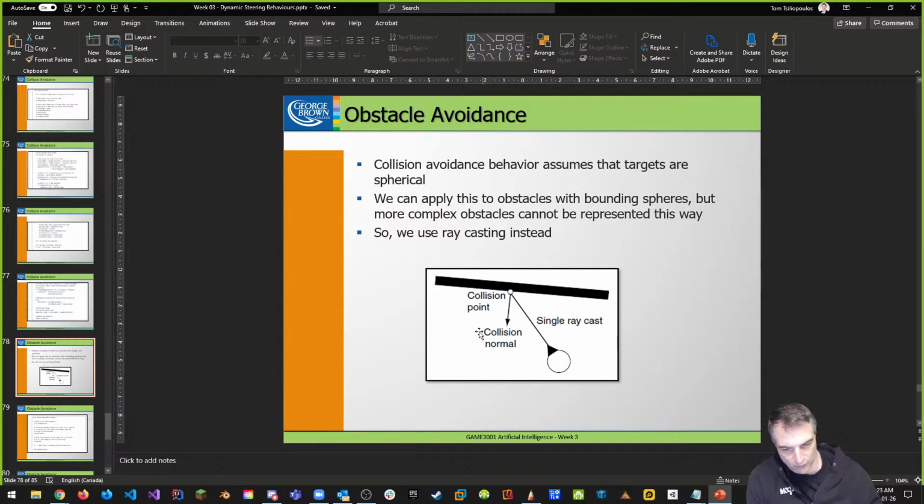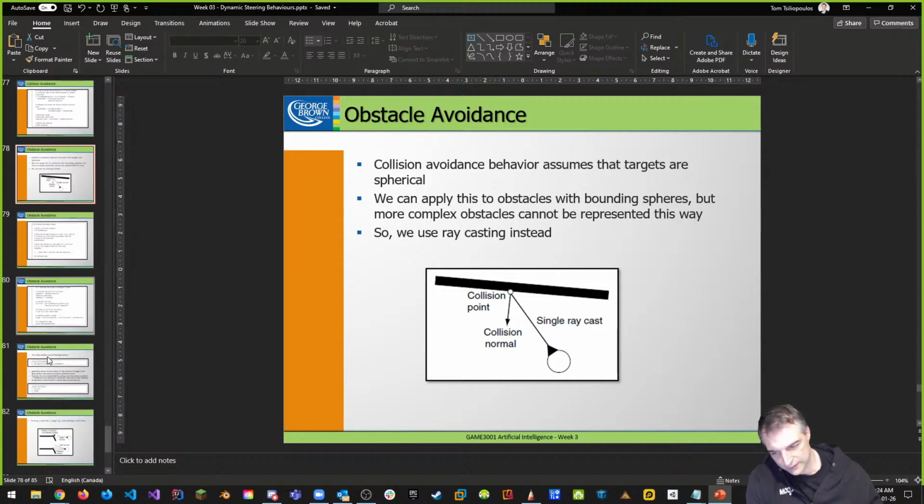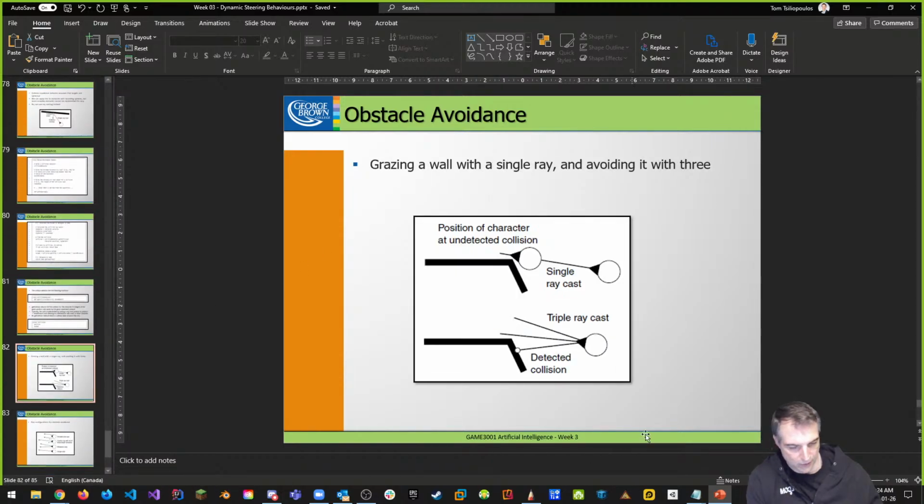Obstacle avoidance is where I'm casting, like it says, a single ray or more. Usually I cast more than just a single ray, right? And when I cast a single ray or a whisker, what happens is I try and figure out if I'm going to collide with an obstacle before I get to my target, okay? And that's what it's kind of doing.